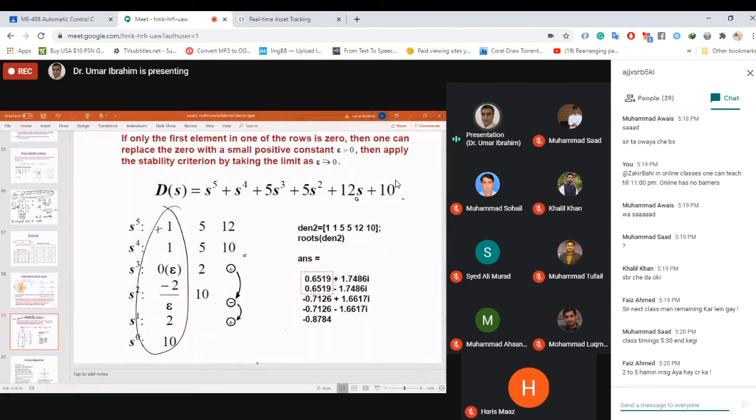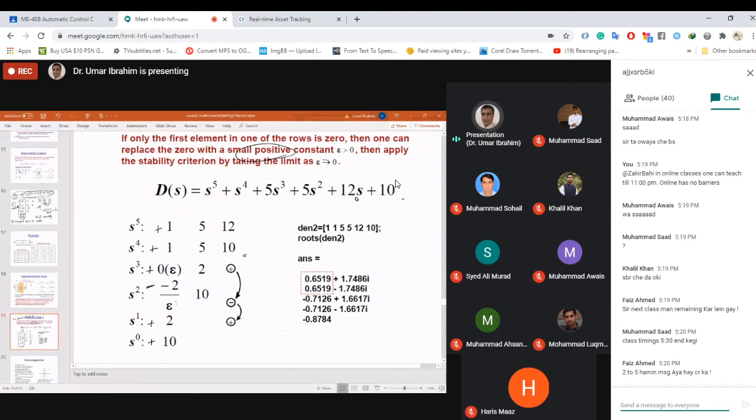Now, if we see this is positive, we assume epsilon to be a positive small quantity. So this is positive. Now this is minus 2 divided by a positive quantity. Whatever the magnitude, we know that epsilon is a positive constant, so this whole value is negative, because minus 2 divided by a positive value will be negative. And then 2 is positive and 10 is positive.